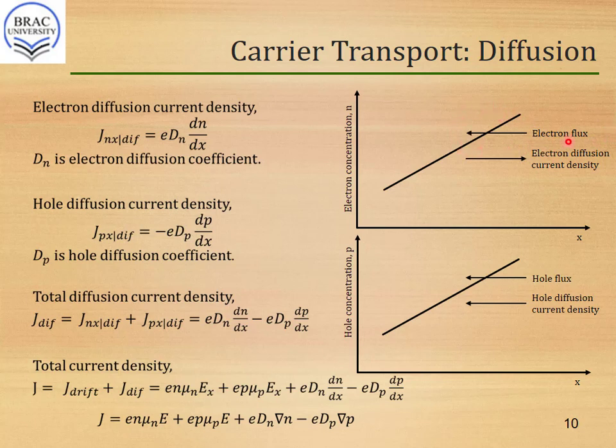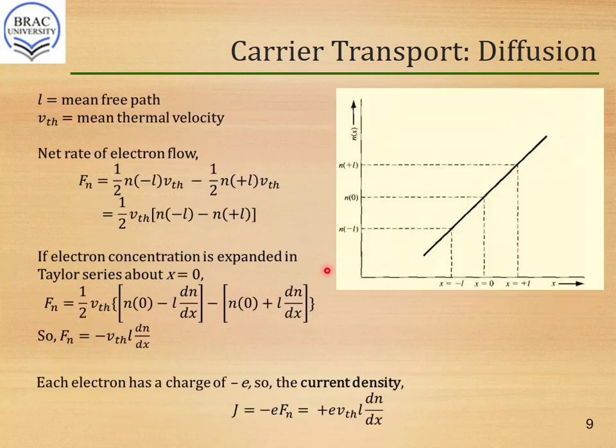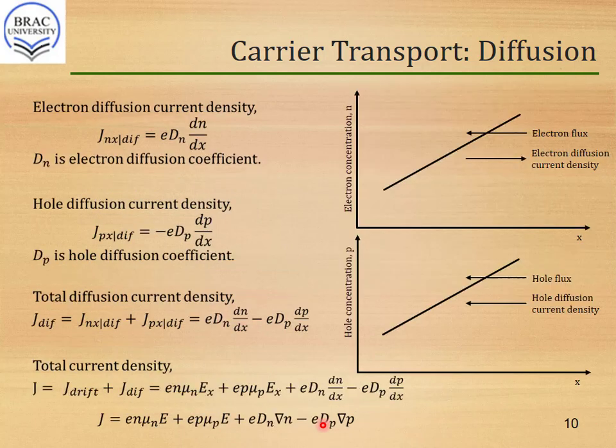We can also prove it from the equation we have learned earlier. We have seen that Fn has a minus sign in front that indicates that electrons will be flowing in the negative x direction, but in the case of current we have a plus sign here that indicates that current will flow in the positive x direction.